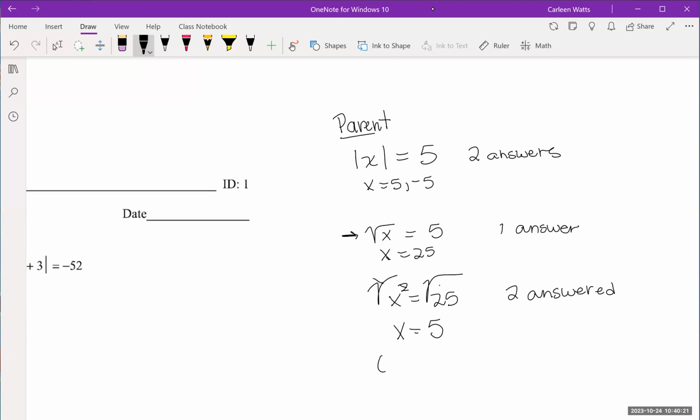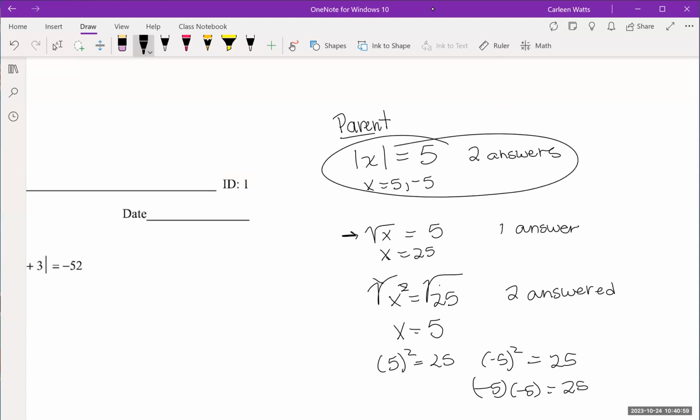So 5 squared equals 25. There's something else. What times itself equals 25? What is another number? -5. Yeah, because a -5 times a -5, when you multiply 2 negatives, you get positive 25.